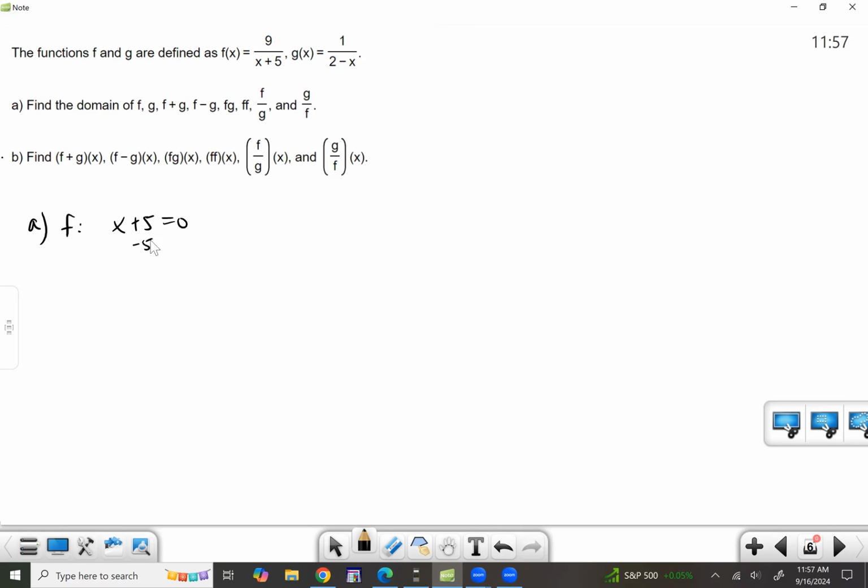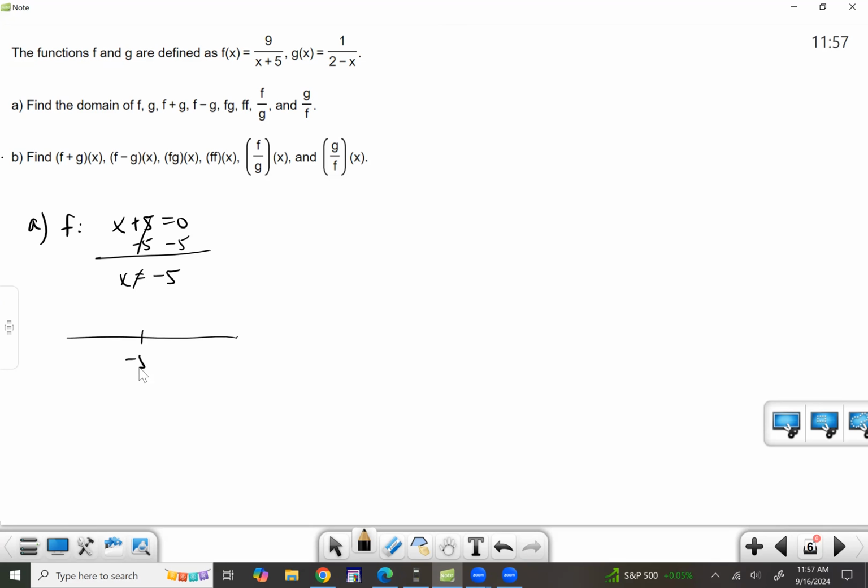So you can see that we would have to take away 5 from both sides, so we get x equals -5. Either you do the math like I just did, or you just look at it and say -5 plus 5 would be 0. So x can't be -5. Remember, this is what it can't be. If x were this value, we would be dividing by 0, which you can't do in mathematics. You can't divide by 0.